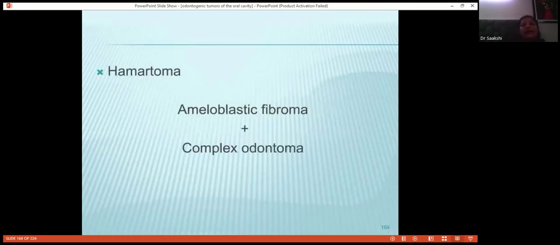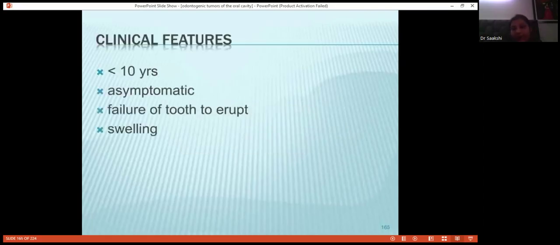So basically, they are hamartomas. What happened here is we can see ameloblastic fibroma along with the complex odontoma. So clinical features, they occur below 10 years of age. They are usually asymptomatic and the associated tooth fails to erupt and causes swelling.